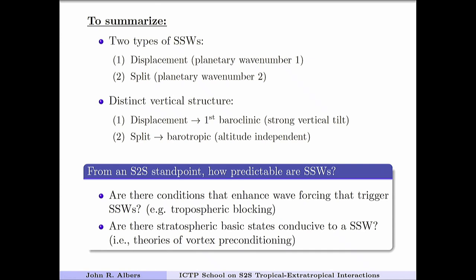And from a predictive standpoint, we would want to know, how predictable are sudden warmings? And when I say that in today's talk, I'm going to be talking in a deterministic sense. So are there conditions that enhance the wave forcing, the forcing that causes one of these events? Or might there be stratospheric basic states that are conducive to one of these types of events happening?